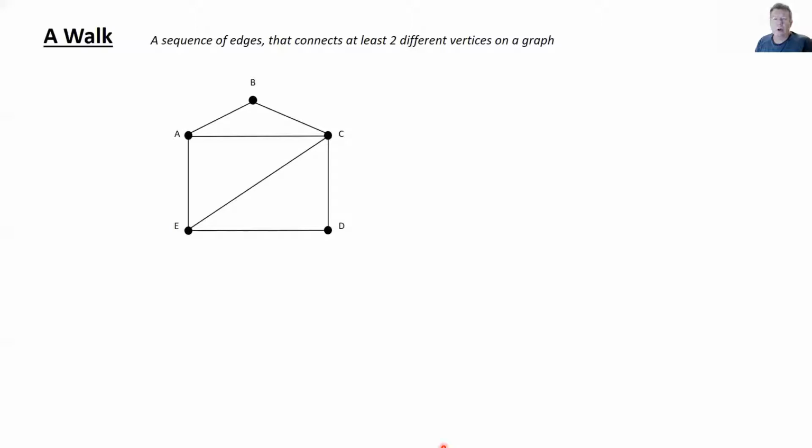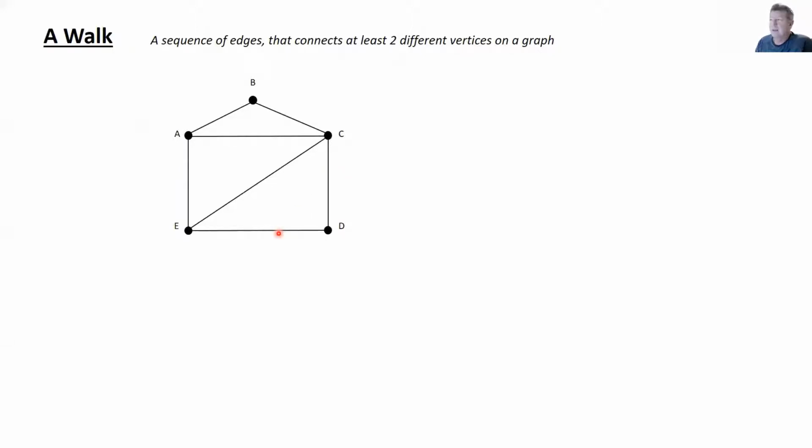First up, a walk. That's just a sequence of edges that connects at least two different vertices on a graph. So here we have a graph, or a network, you can call it either. Now, these are vertices. We have 5 vertices here: A, B, C, D, and E. These are joined by edges, which are lines that go between the vertices. We've got 1, 2, 3, 4, 5, 6, 7 edges in this network.